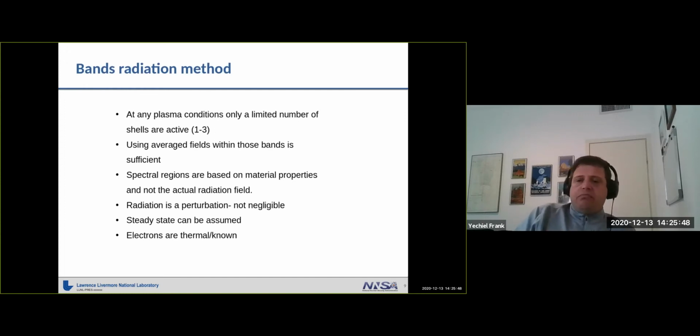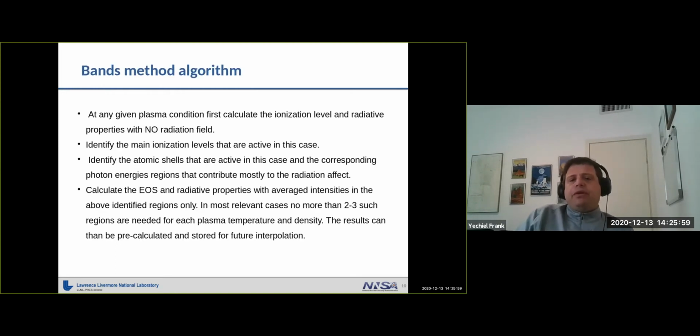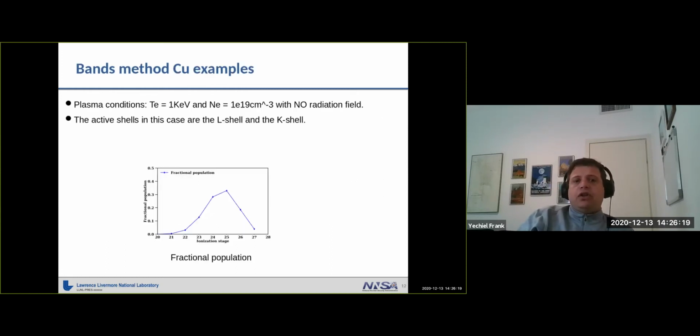So let's say you have a carbon plasma, so it's only the K shell and the L shell that can even be considered as responsible for that. And the algorithm is very simple. You make the calculation with no radiation field. You see what shells are active, and this does not make any assumptions about what the radiation field is going to be. And then you can just tabulate what would happen with different radiation fields, again, constant in those regimes.